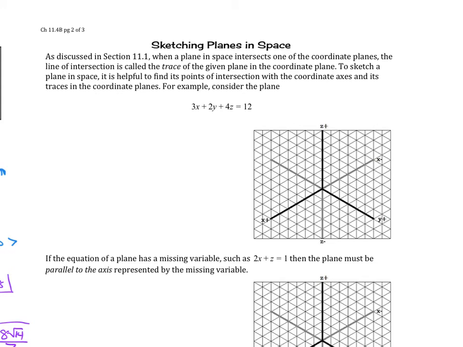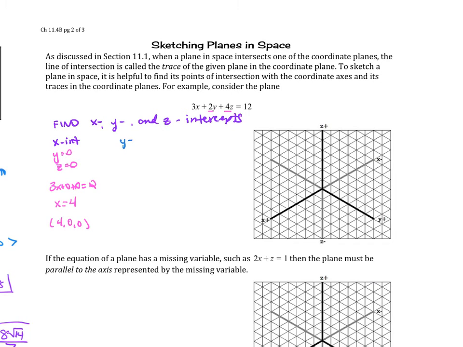I find that the quickest way to sketch this plane is to just find your x, y, and z intercepts. So for example, to find the x-intercept, you're going to make y equals 0 and z equals 0. Notice if I do that here, those will cancel out, so I'm left with 3x plus 0 equals 12, or x equals 4. So that is going to be the point (4, 0, 0).